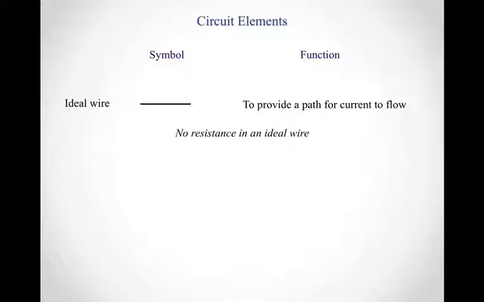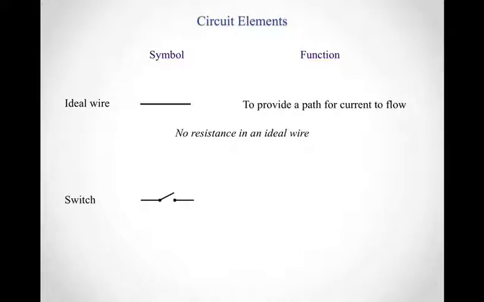Now, if you have an ideal wire, there's no resistance in an ideal wire. So obviously that's an idealization. For many circuits, treating the wires as ideal is good enough because the resistance really occurs within other elements within the circuit. A switch is drawn like this.